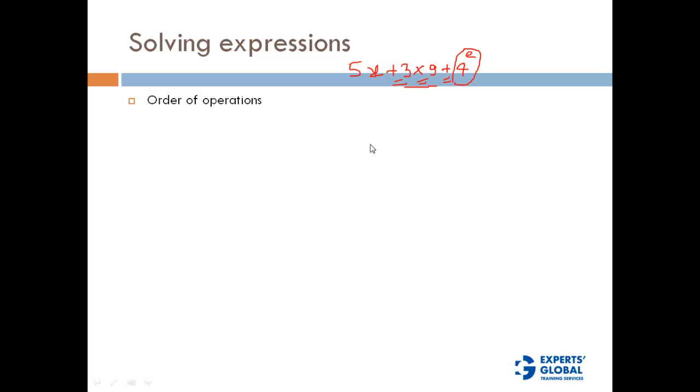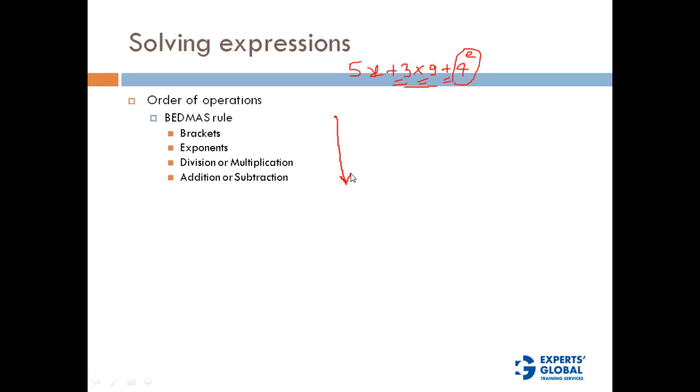And what is that order? That order is called BEDMAS. So BEDMAS is basically an acronym. It stands for brackets, exponents, division or multiplication, and addition or subtraction. So whenever you have multiple operations, we have to perform them in this particular order.